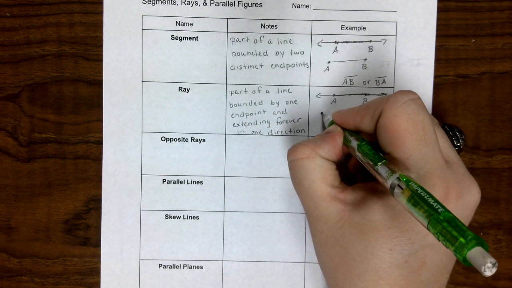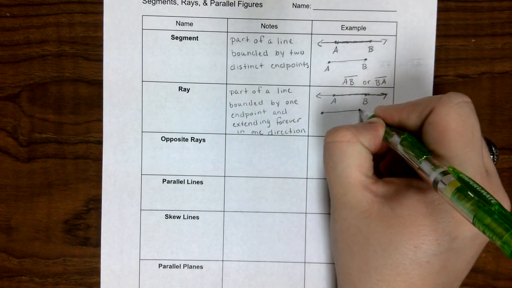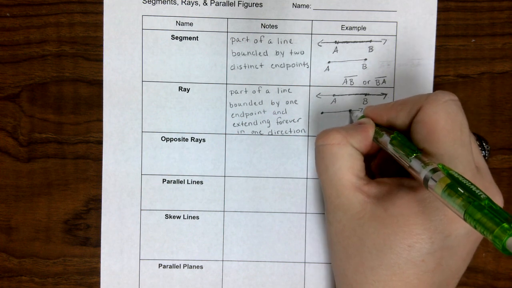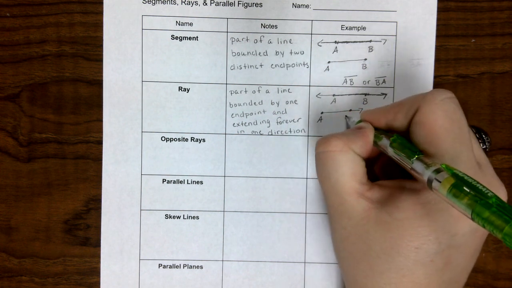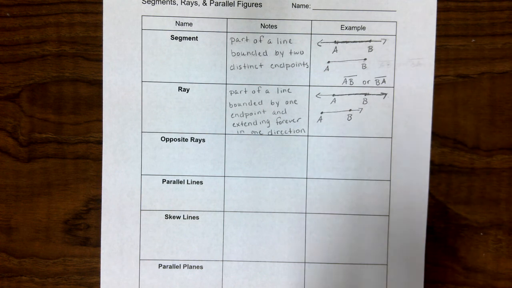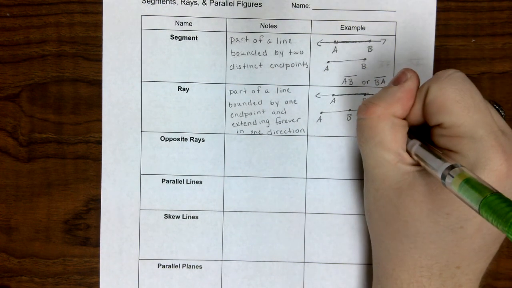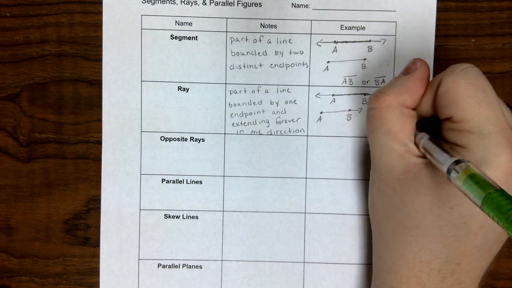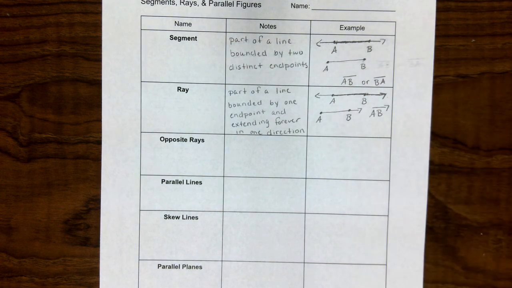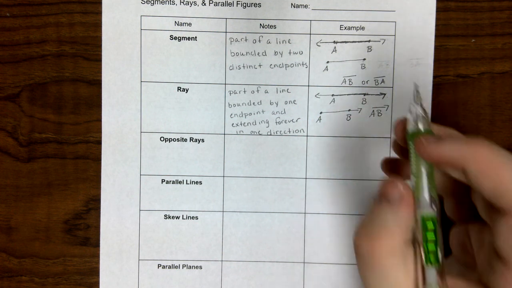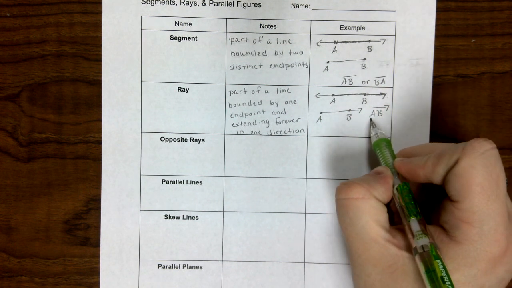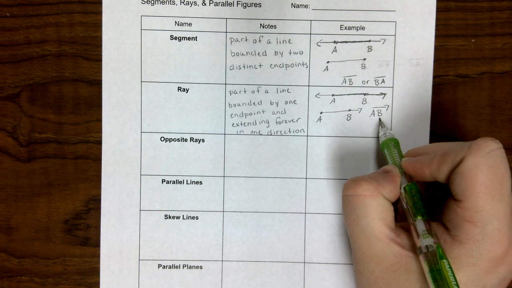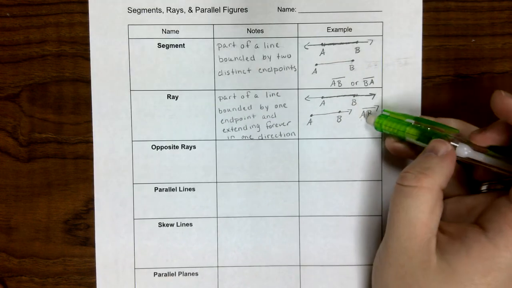So if I pull that out to look at this, A is our endpoint, and B is another point that's down the line. So we would call this ray AB. And for a ray, you put one arrow on the end. Notice how I wrote this. You must write the endpoint first, and then you put the second point afterwards.